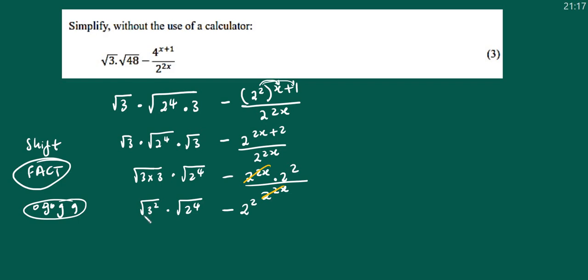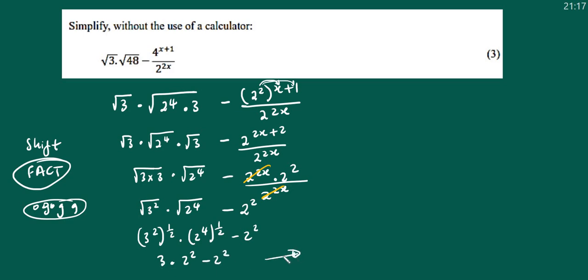Now good people, I need you to know that that one you can now write as 3 squared to the power half, and then here you can write it as 2 to the power 4 to the power of half, which should give you what? 2 times a half is 1, so you have 3. 4 times a half is 2, so you have 2 to the power 2 minus 2 to the power 2.